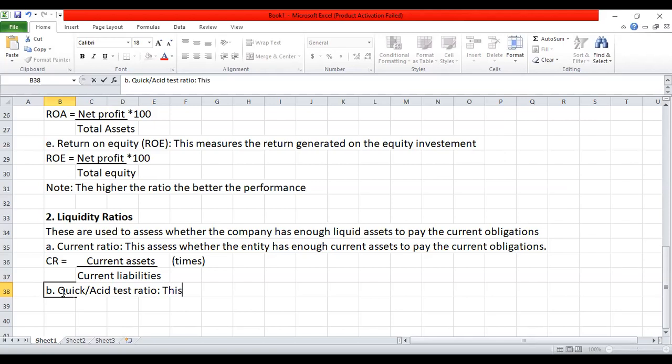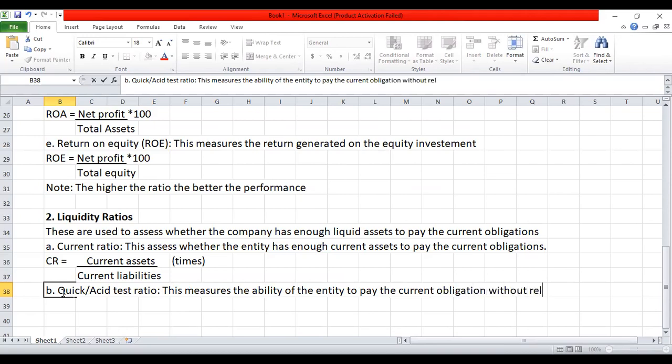And so this measures the ability of the entity to pay the current obligations without relying on stock. That is, in case the business has not sold the stock, is it in a position to pay the current obligations, or is it not in a position to pay the current obligations?